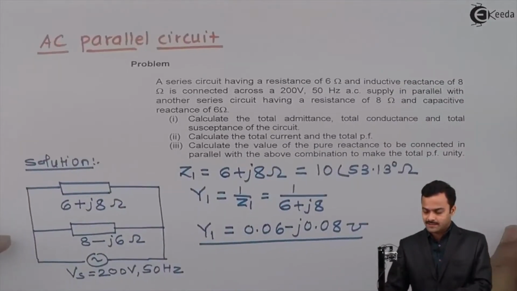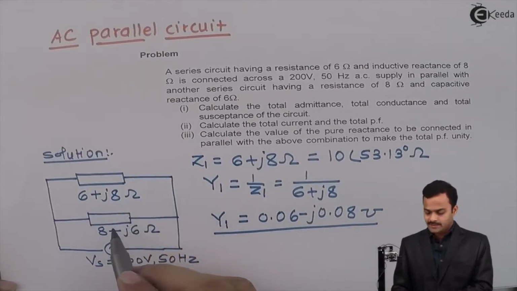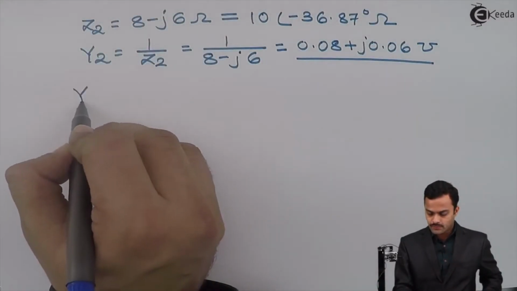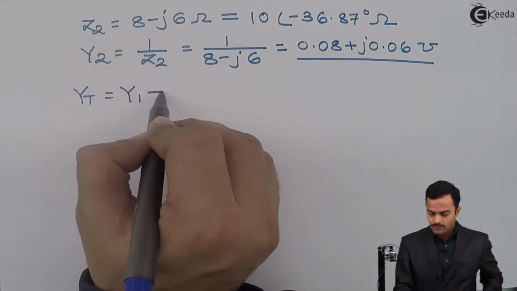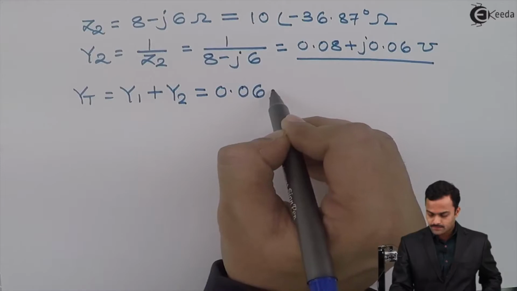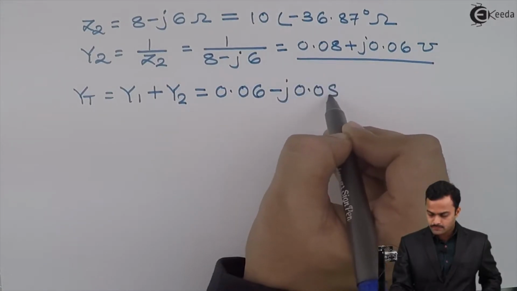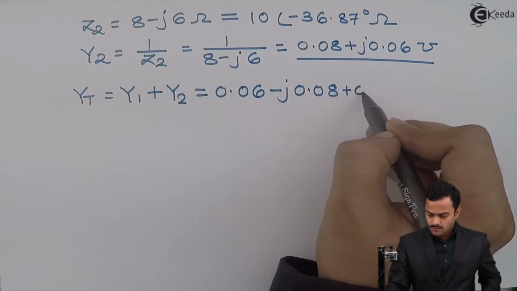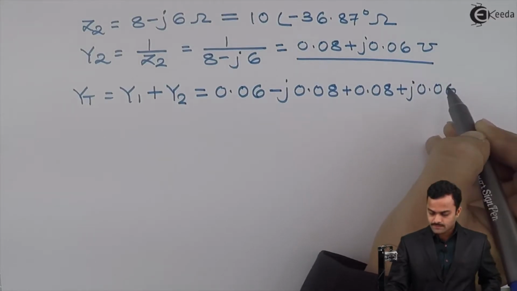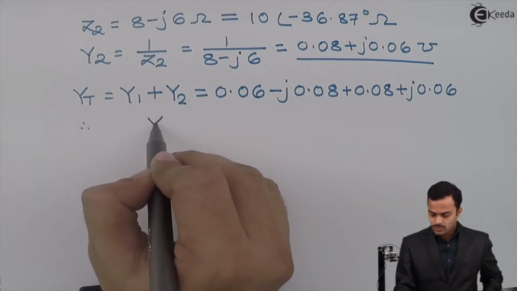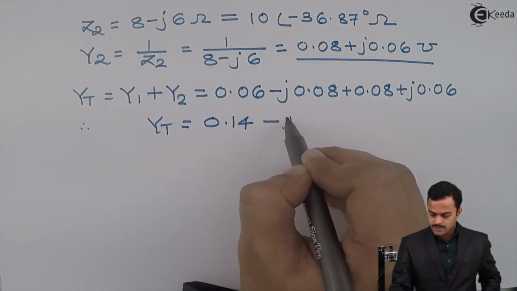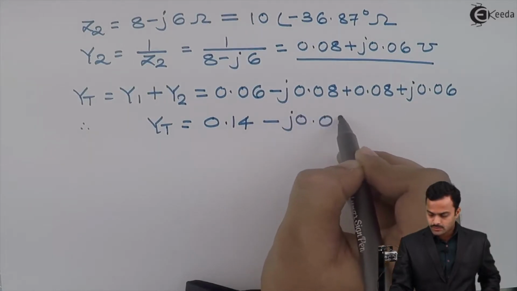We know in a parallel circuit, total admittance is nothing but the addition of individual admittances. So total admittance Yt equal to Y1 plus Y2, which is equal to 0.06 minus j0.08 plus 0.08 plus j0.06. If we solve, you will get total admittance equal to 0.14 minus j0.02 mho.